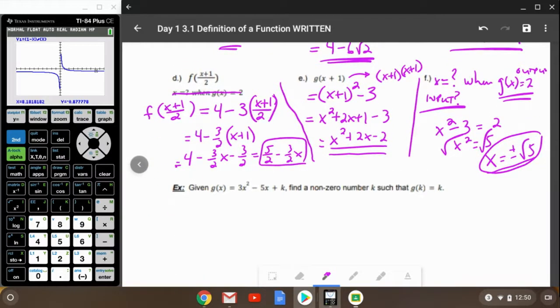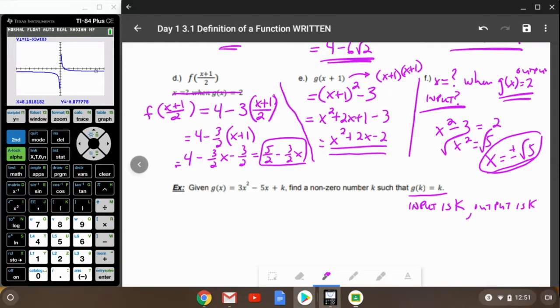Similar idea. Given that g of x, we got a new equation here, 3x squared minus 5x plus k. Find a non-zero k such that g of k equals k. All right, so what is this telling me? Well, this is saying when your input is k, your output is also k. So you want to try this on your own, see what you come up with, hit pause right here, and then come back, and we'll talk about it together.